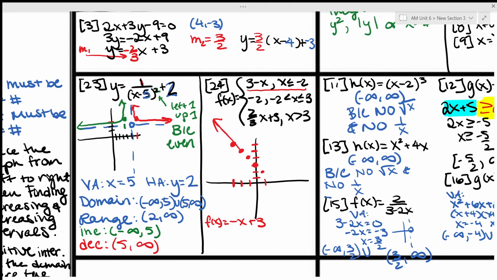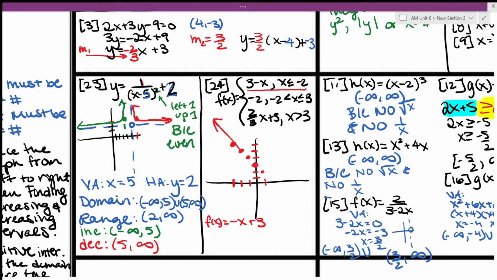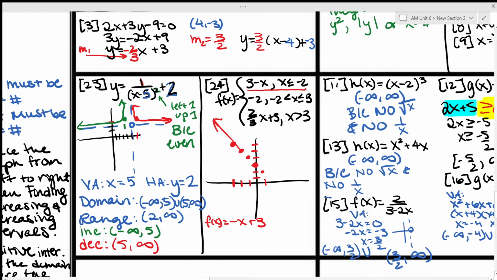Okay, this one is funky. It just has a negative 2. Anybody know what that's going to look like? It's a straight line. Is it vertical or horizontal? Vertical. It is horizontal. Yep. It's horizontal at y is -2.